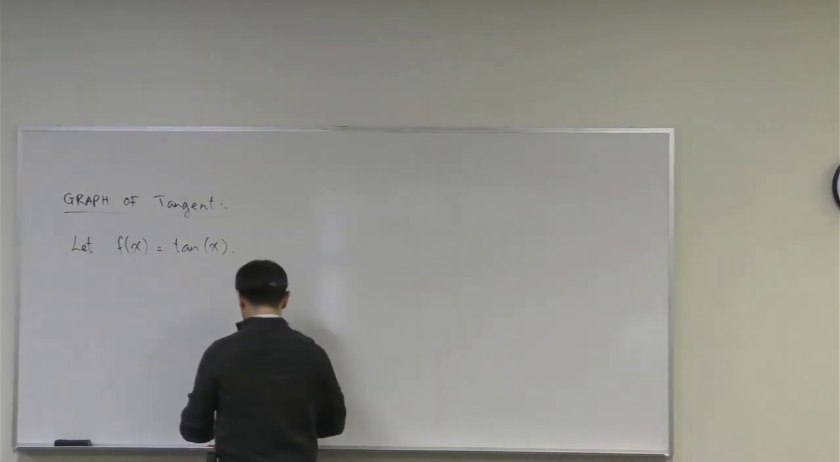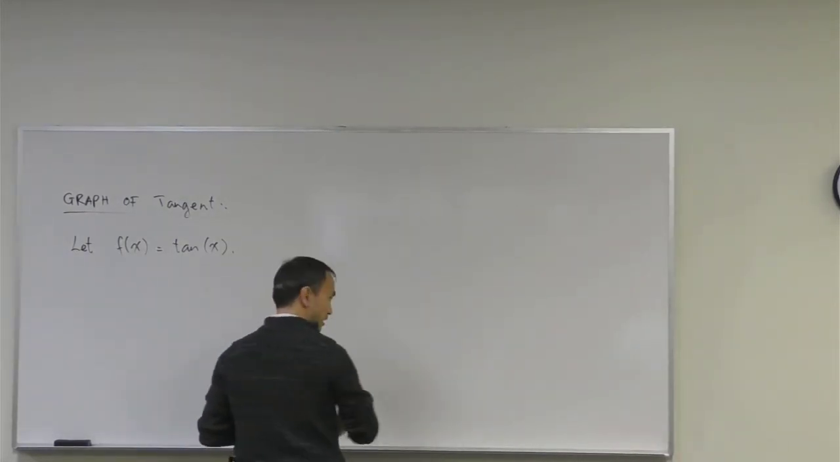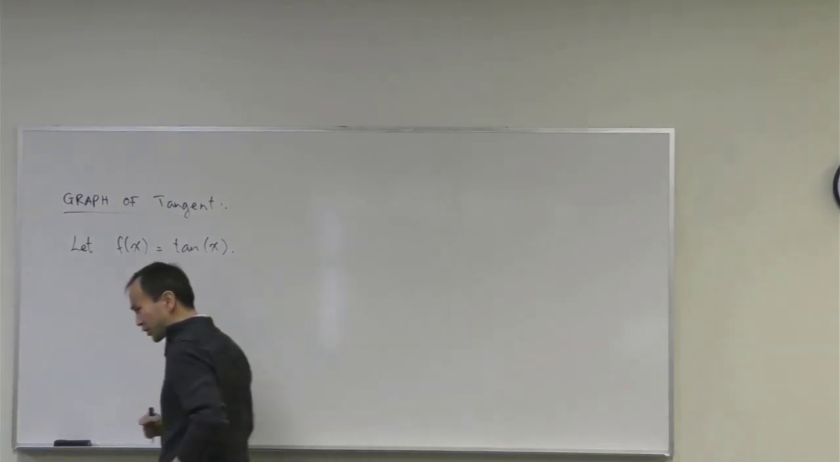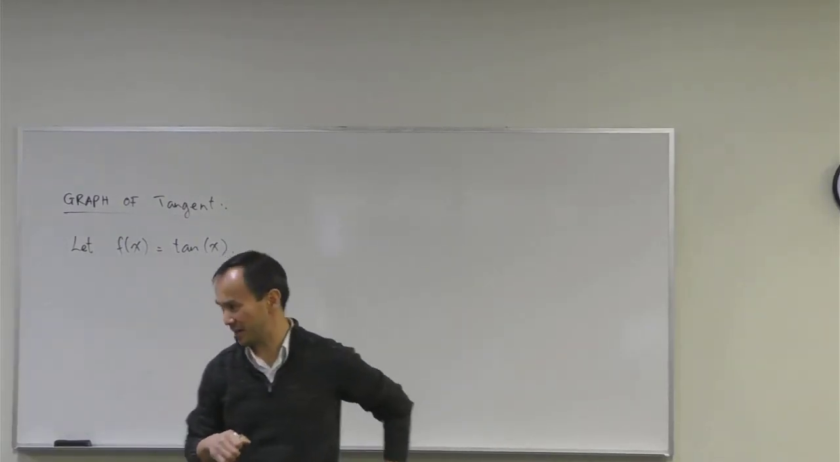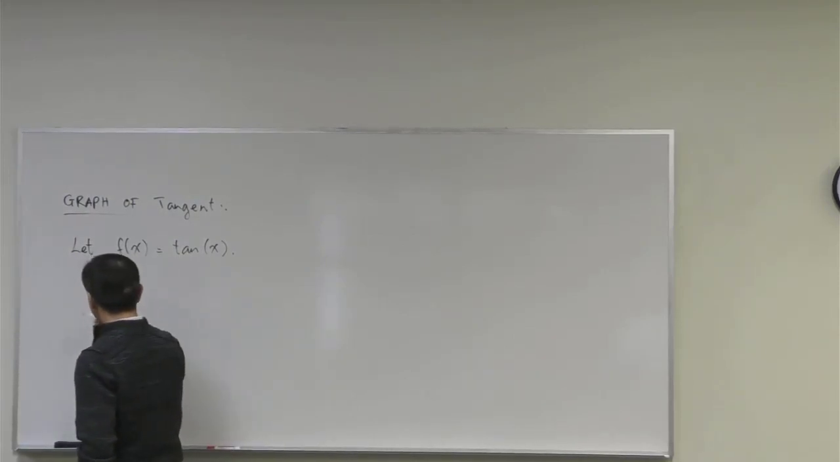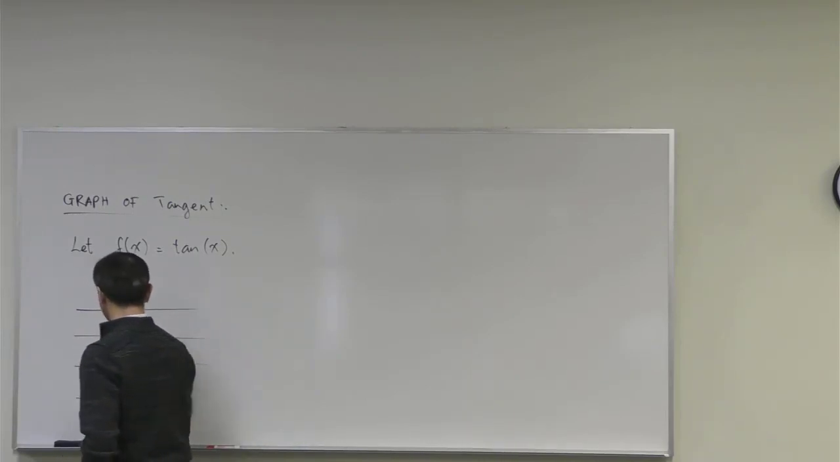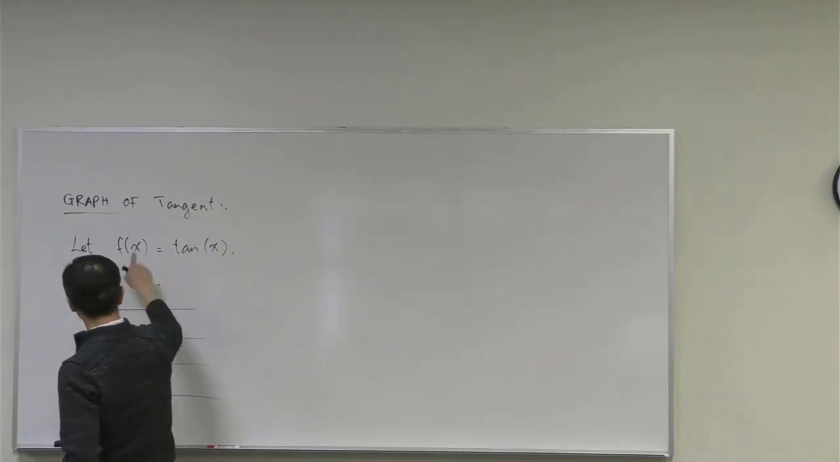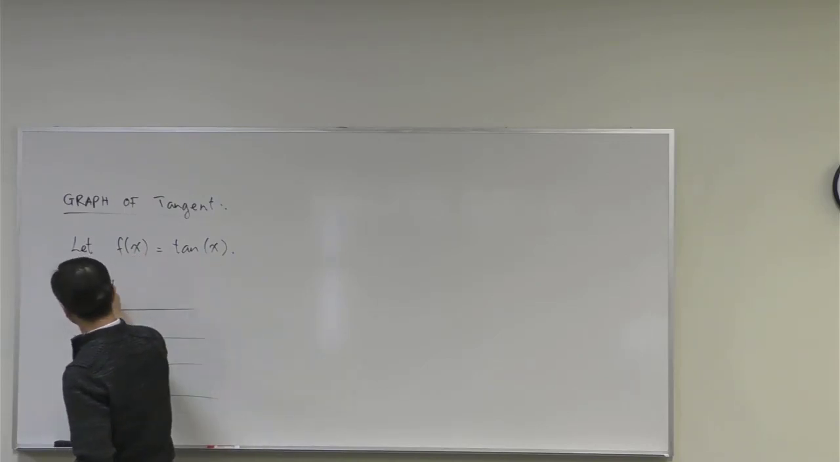Right? So let's sketch. Let's work through a few values right here. So you guys go ahead. Once again, have your unit circle ready. So we want to construct a table of values for a few inputs here. So x here is playing the role of an angle, right?